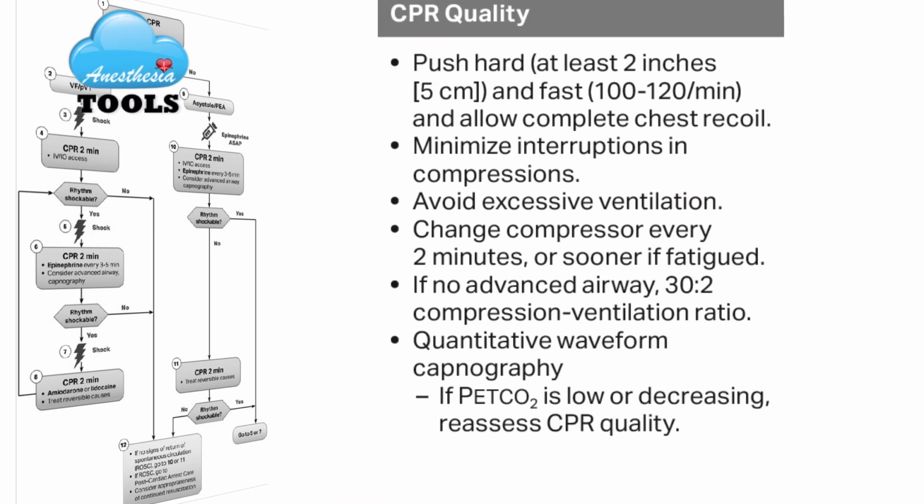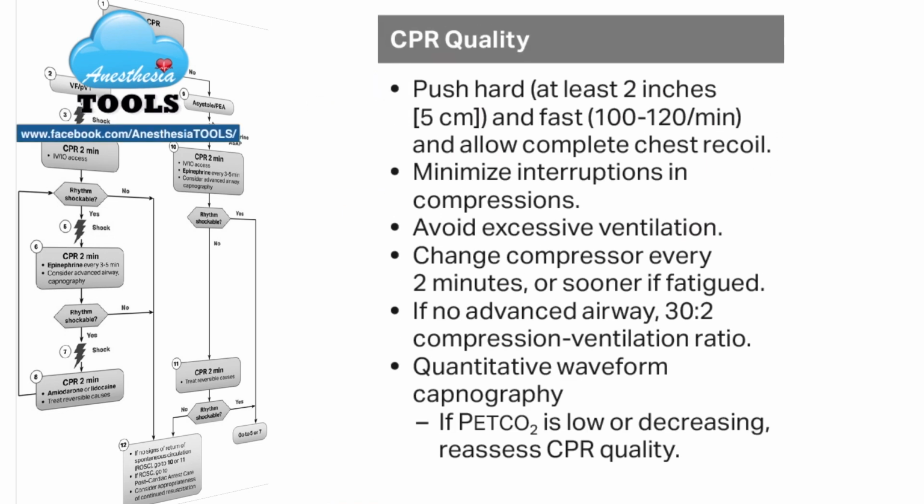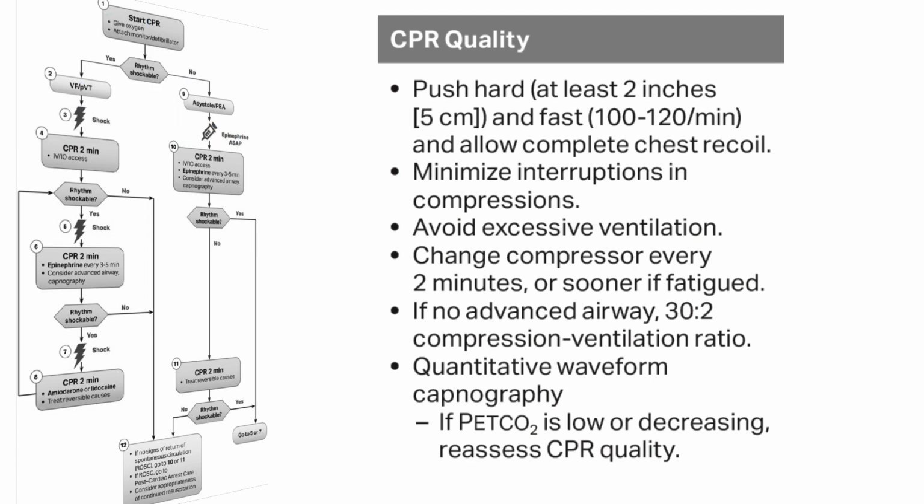Before concluding, let us revise the key points to ensure CPR quality. Push hard and fast. That is, compress the chest at least 2 inches or 5 centimeters, at a rate of 100 to 120 per minute. Minimize interruptions in chest compression. Avoid excessive ventilation. Change compressor every 2 minutes, or sooner if fatigued. If no advanced airway, use a 30:2 compression ventilation ratio. Use quantitative waveform capnography whenever possible.